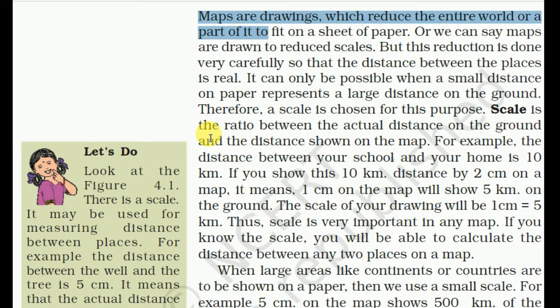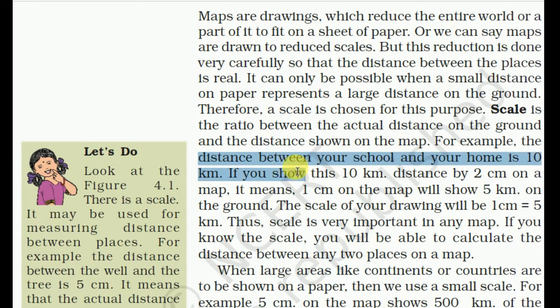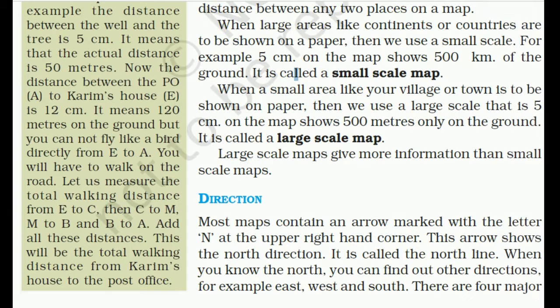A scale is the ratio between the actual distance on the ground and the distance shown on the map. For example, the distance between your school and your home is 10 km. If you show this 10 km distance by 2 cm on a map, it means 1 cm is equal to 5 km on the ground. The scale of your drawing will be 1 cm equal to 5 km. Thus, a scale is very important in any map. If you know the scale, you will be able to calculate the distance between any two places on a map.